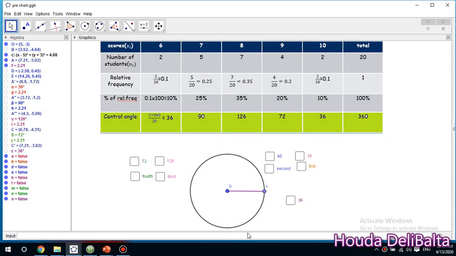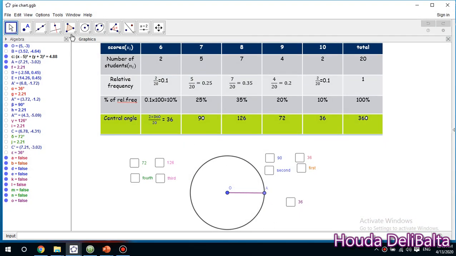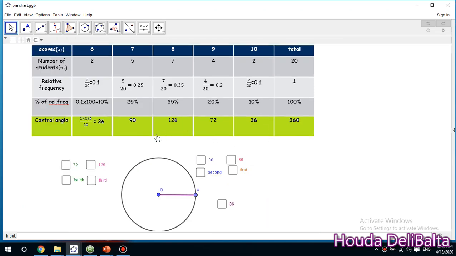First of all, we have to draw a circle and a horizontal radius, and we have to move that way. Okay? We have to mark these angles here in this table as they are organized in order. So first of all, I have to mark the angle that measures 36.